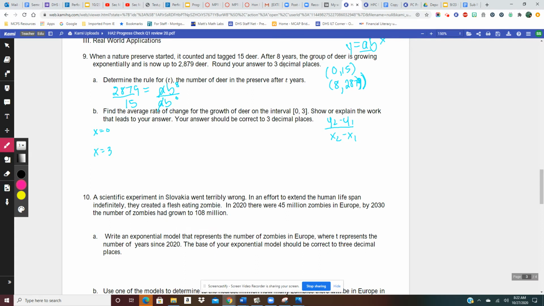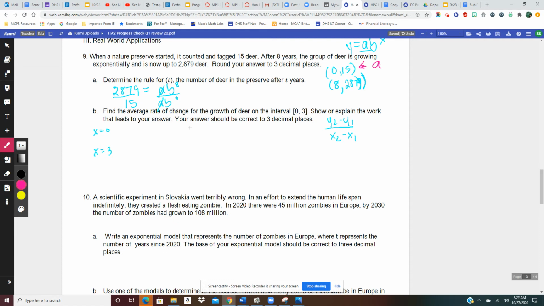After 8 years, the group of deer is growing exponentially to 2,879 deer. So that is going to be your other point. So you're going to do this y equals ab to the x on both of them and figure out what your b value is. You already have a. A is 15. Let me write that down. That is your a value.